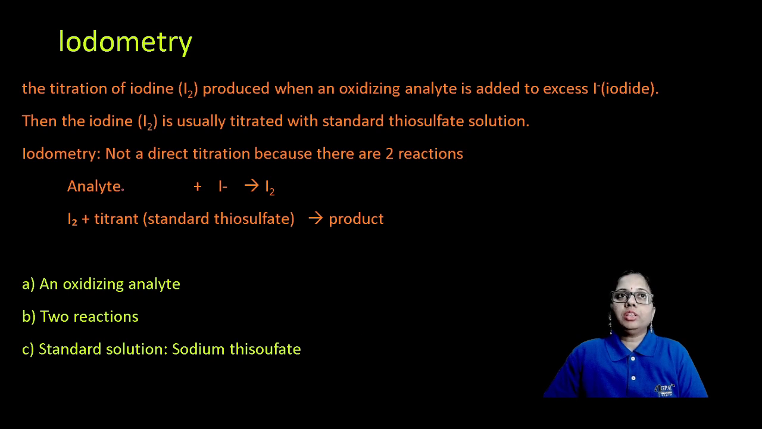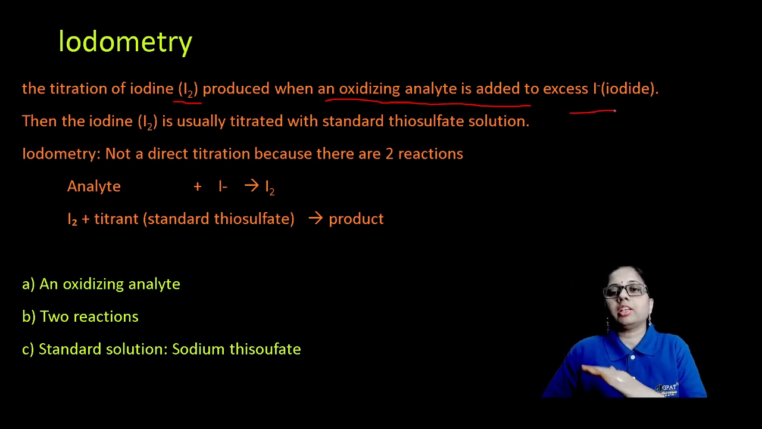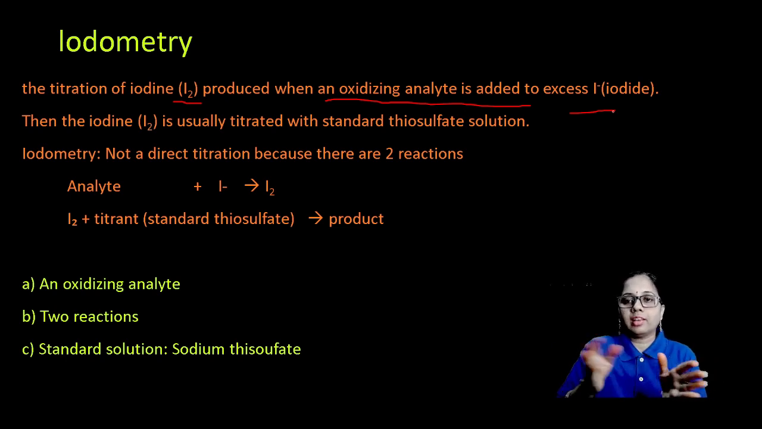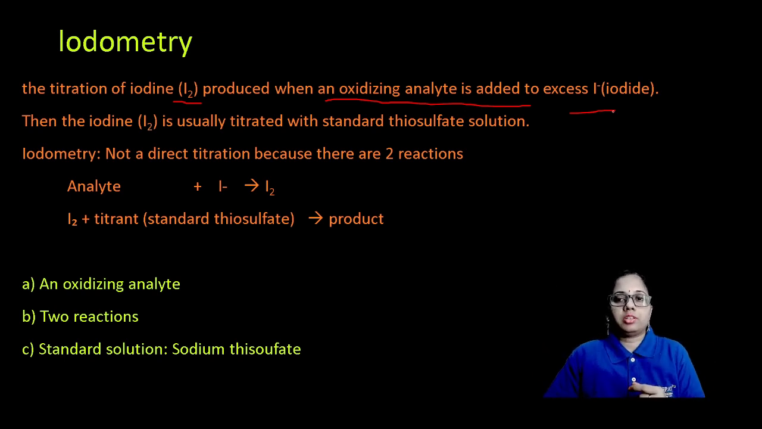Iodometry is the titration of iodine that is produced when an oxidizing analyte is added to excess iodide. That means during the reaction you are going to see the liberation of iodine. That's why all these iodine reactions take place in the dark. Iodometry is performed in an iodine flask. A normal conical flask you should not use. The iodine flask is different, and the reaction also needs to be performed in dark conditions only, because iodine is going to be oxidized by light.